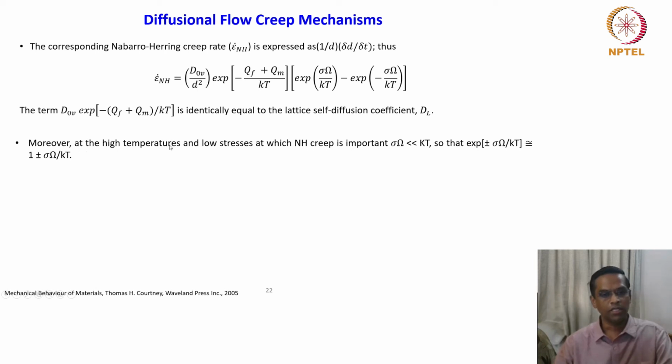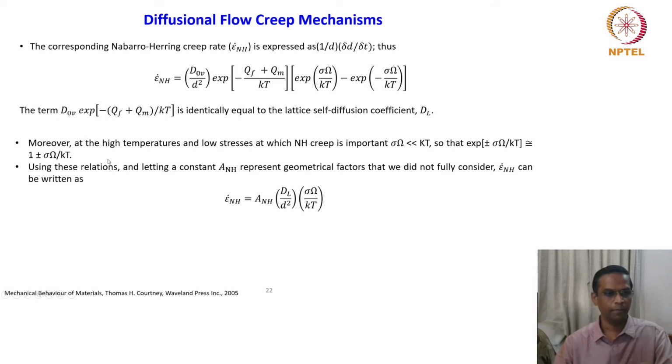Moreover, at high temperatures and low stresses, at which Nabarro-Herring creep is important, sigma omega is always less than kT. That means the stress-assisted energy is significantly smaller than the thermal energy. That is how you have to read this. We have just talked about it, so that the exponential of plus or minus sigma omega by kT can be written as 1 plus or minus sigma omega by kT. So this is a very simple idea.